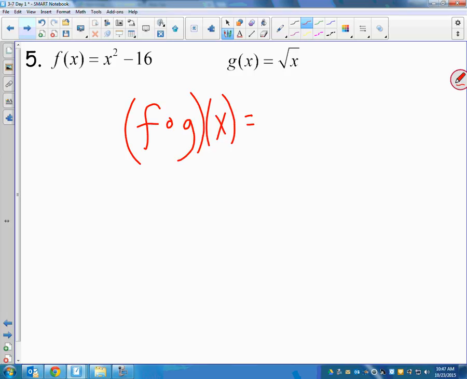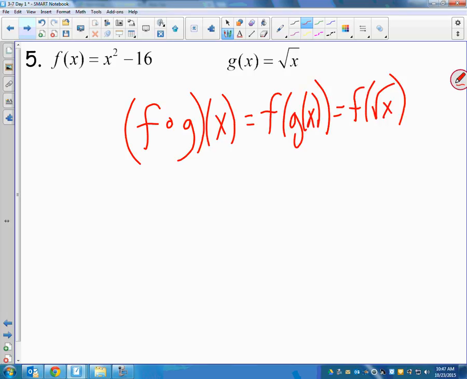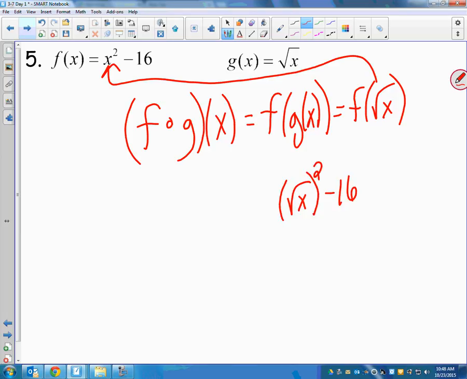This one's really not that bad to do. I'm going to do this really quick, whether you want to do it or not. f of g of x would be f of the square root of x, which means where am I plugging the square root of x in? Take it and plug it in for f. So I would get the square root of x squared minus 16, right? What is the square root of x squared?